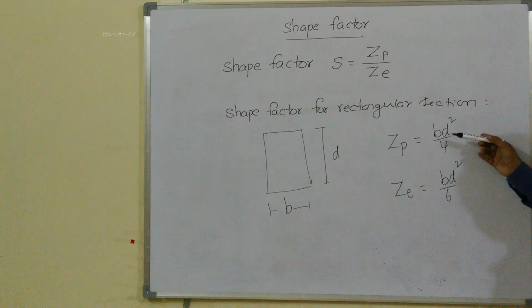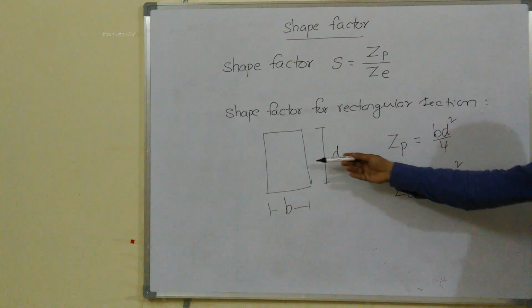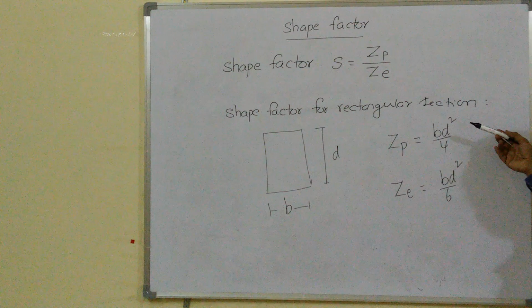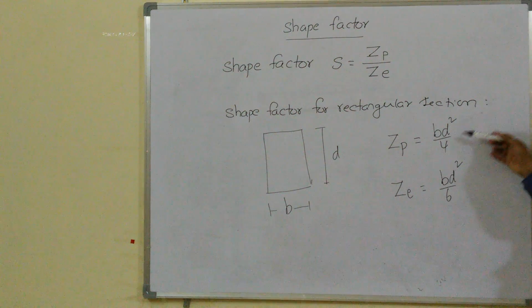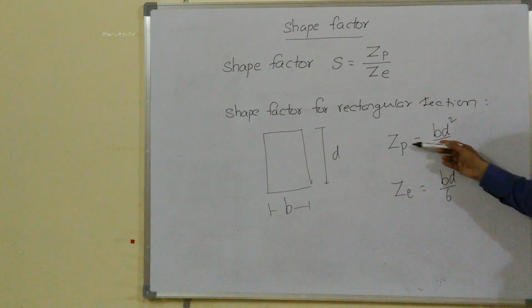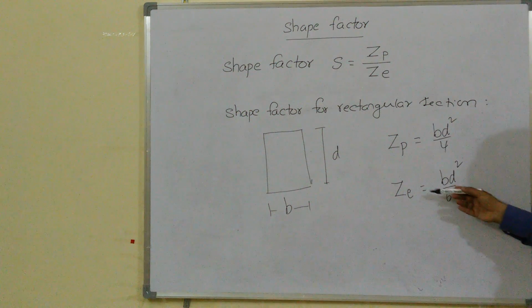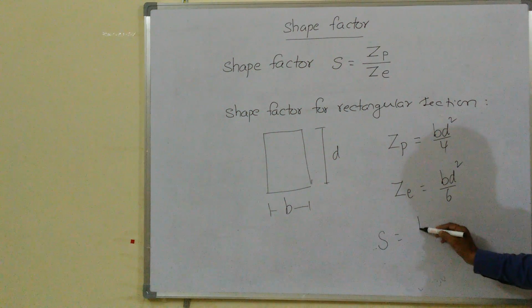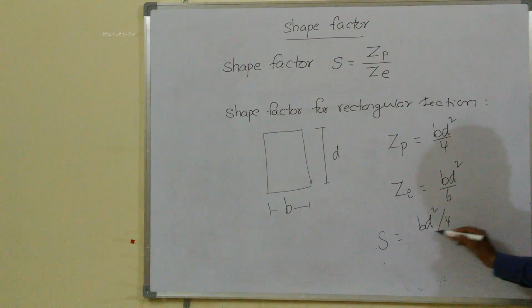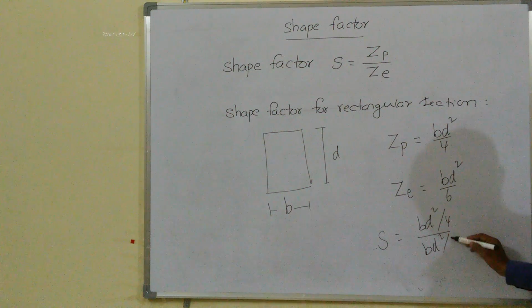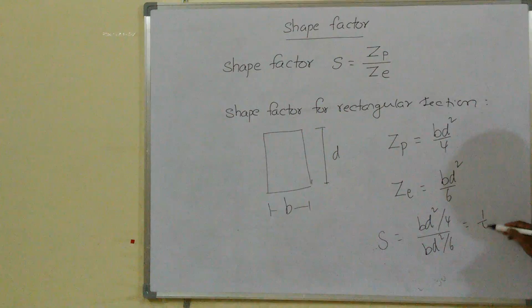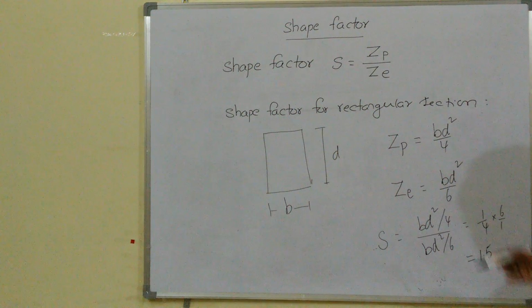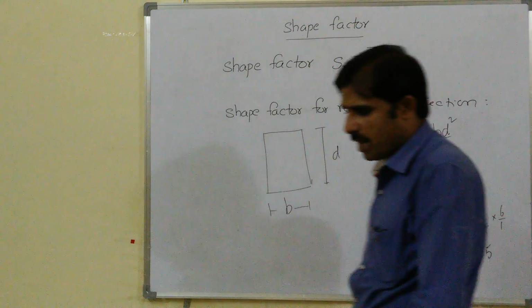We have done this in earlier lectures. Equal area axis, top area B into D by 2 and center distance D by 4. Similarly the bottom, if you add those two, we get BD square by 4. That is the plastic modulus for the rectangular section and the section modulus is BD square by 6. The ratio S equals BD square by 4 divided by BD square by 6, that equals 1 by 4 into 6 by 1, that equals 1.5. So the shape factor for this rectangle is 1.5.